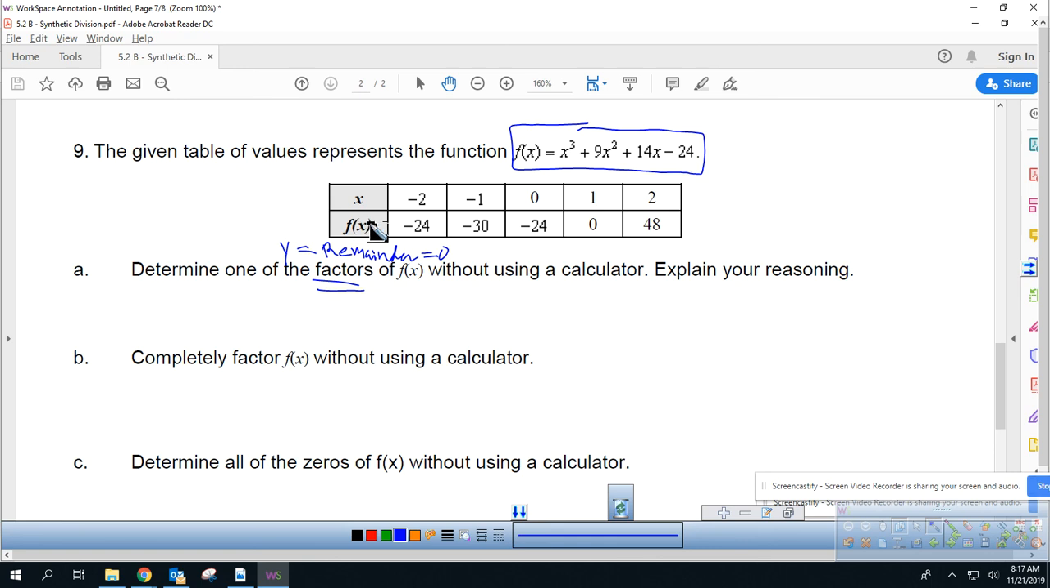All right, so here's my y values. Let's see. Right here is a 0. So this right here, x equals 1, must be a factor. So the factor turns into x minus 1. And what we're going to do is completely factor this problem out.